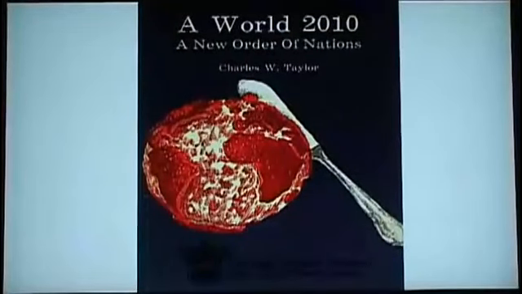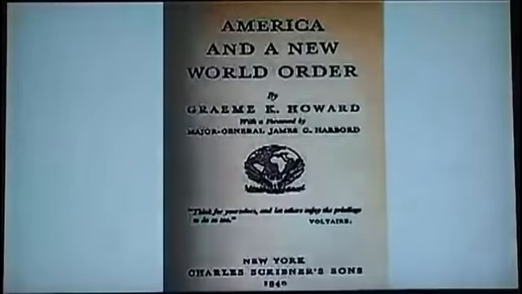Even our Strategic Studies Institute for the United States Army War College published a publication, The World in 2010, A New Order of Nations, showing how the world is being carved up, and the Strategic Studies Institute of the United States Army War College is a part of it. They're telling you that your very country is dividing up the world. A world which we will see in 2010, a complete new order of nations. But as far back as 1940, military generals were writing about America and the coming new world order.